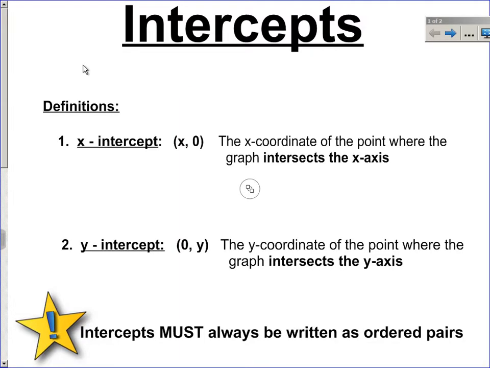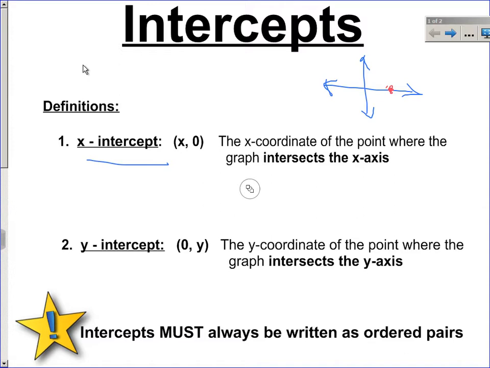By definition, the x-intercept is where we have a value for x, but y is 0. So if you think about the coordinate plane, we are talking about the point at which we cross the x-axis. So anywhere on this x-axis here, the value of y is going to be 0 because we're not moving up or down. So the x-intercept is the coordinate of the point where the graph intersects the x-axis.